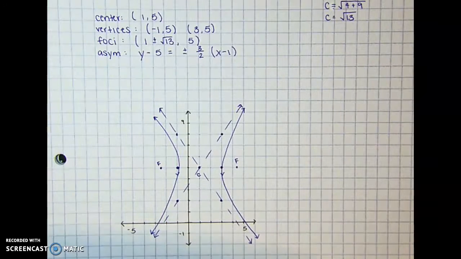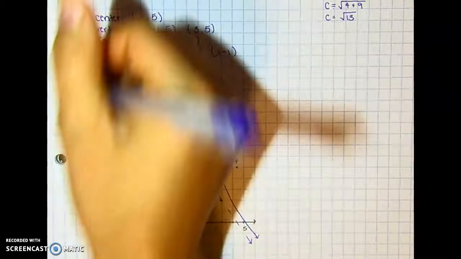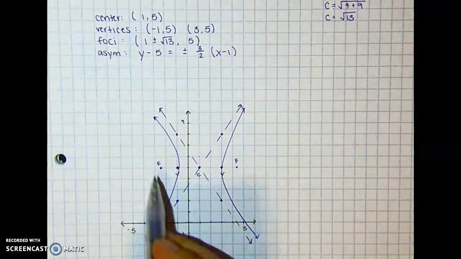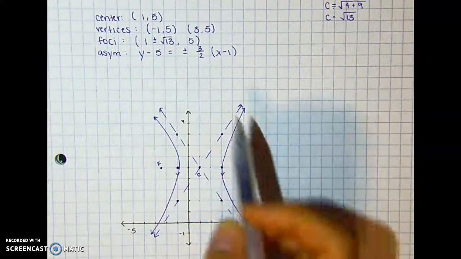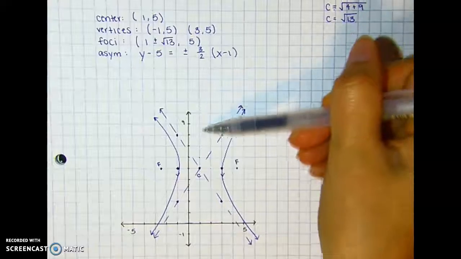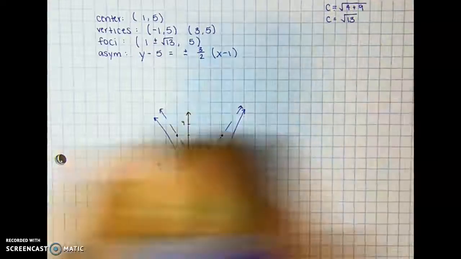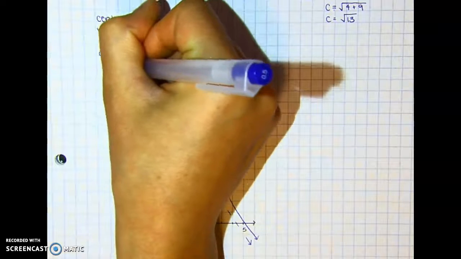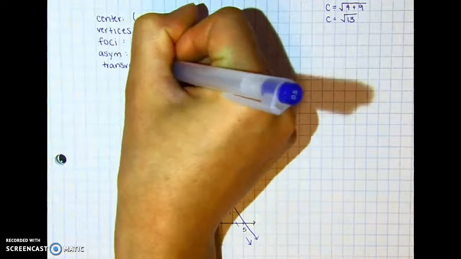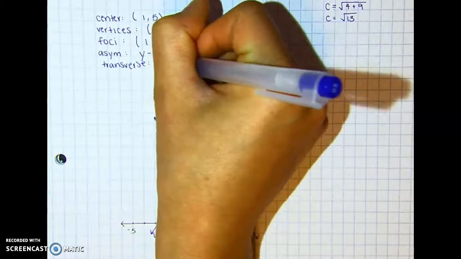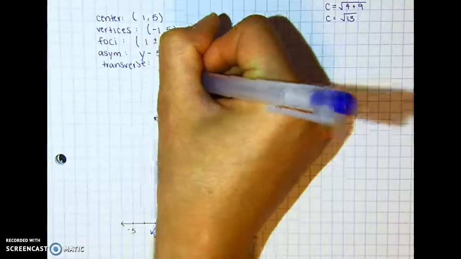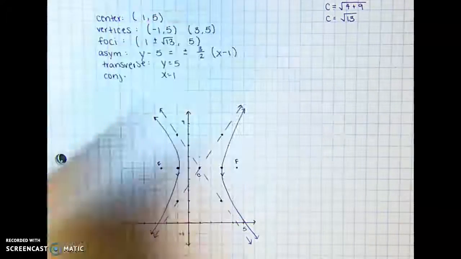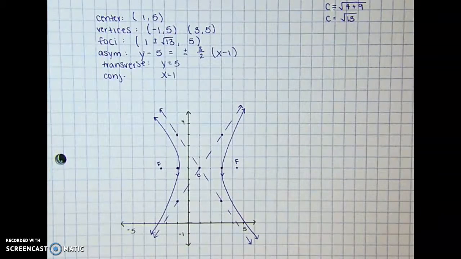Now we're missing 2 parts. We do need to have the transverse axis. The transverse axis is going to be at y equals 5, and the conjugate axis is perpendicular, so it's at x equals 1. So transverse, I'm running out of time, y equals 5, and x equals 1 for conjugate. And that is it. Graphing hyperbolas.